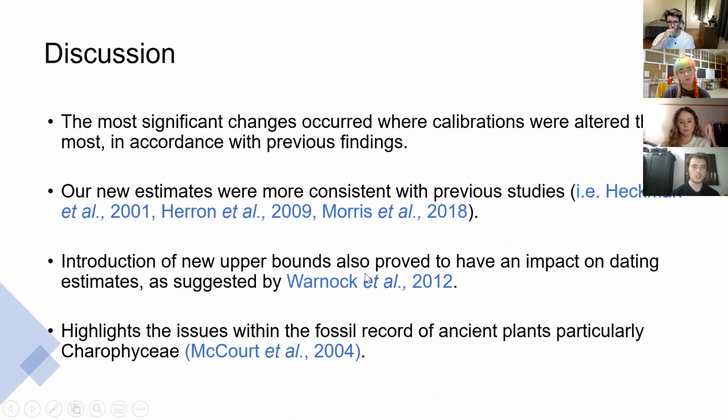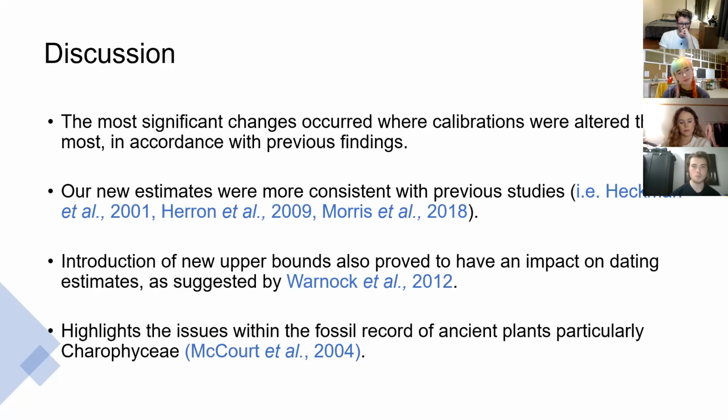As Warnock suggests here, and we agree, introducing a new upper bound will help to minimize the capability of the estimates to go too far back in time. So in turn, that makes our estimates more accurate. And the interesting thing is that, with how we've changed these fossil calibrations, the results using the exact same genetic data are more in line with previous studies.